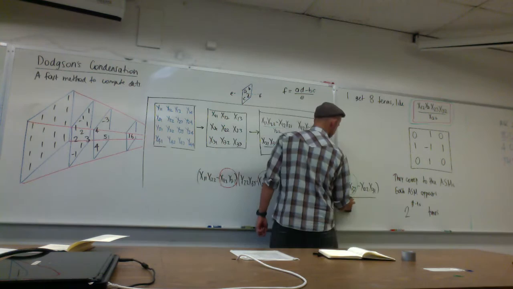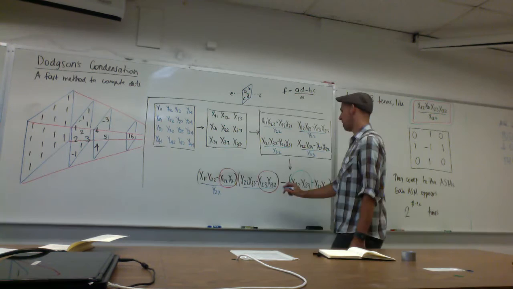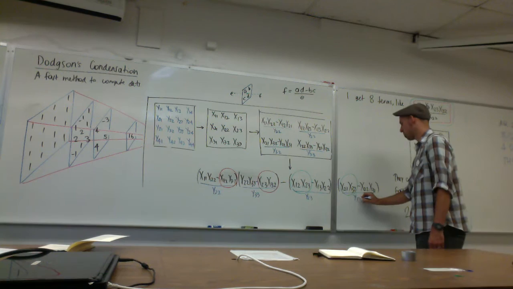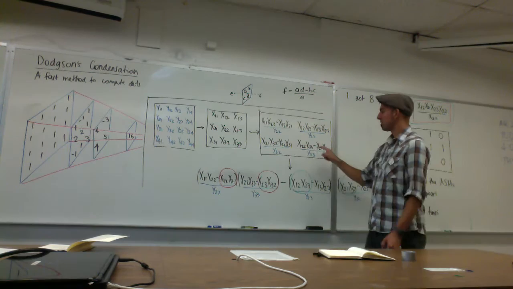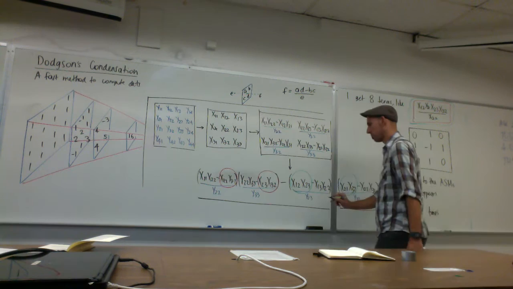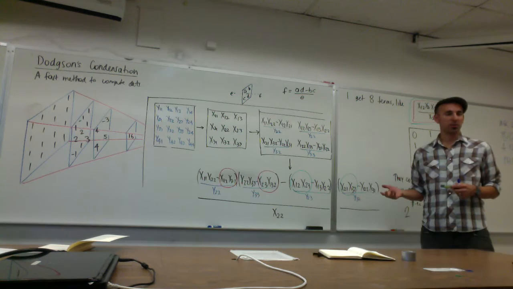So here, this is divided by y22. This is divided by y33. This is divided by y23. This is divided by y32, right? But again, I'm supposed to do this times this, minus this times this, and divide by x22. Okay, so I erased it. Let's not forget to put it back. I get that. Okay? So one advantage of this is that by introducing these extra variables, I'm going to separate the red term from the green term.